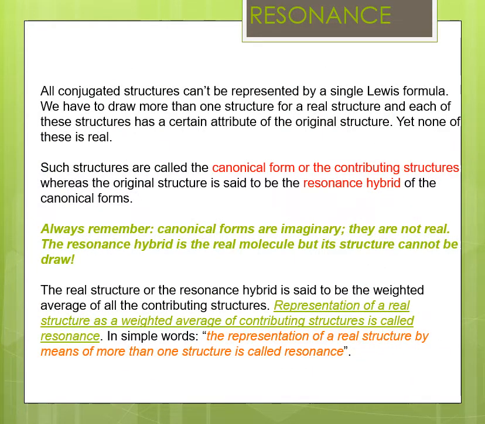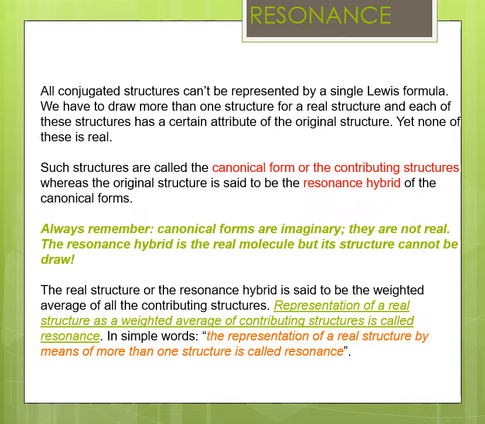So you have to draw more than one structure for a real structure, and each of these structures has a certain attribute of the original structure, and yet neither of these structures is real. Such structures which are used to describe the original structure are called canonical forms or contributing structures, whereas the original structure is said to be the resonance hybrid of the canonical forms.